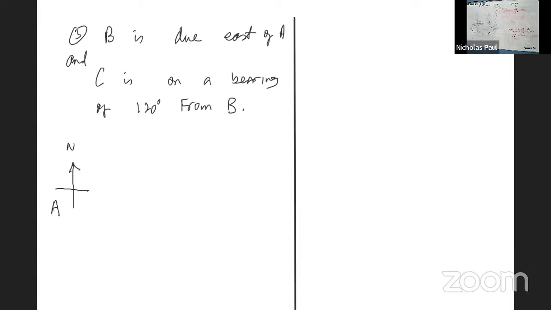East. So it means that we're going this way, right? And that will take us to the point B, right? So I put my cardinal points again. Everybody okay with that? So B is due east of A. So I went all the way down to start at A and I went east to B. Everybody okay with that? Now C is on a bearing of 120 from B.